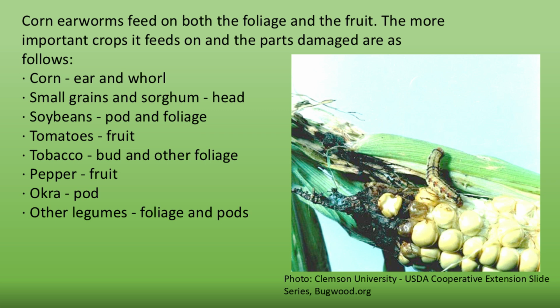The more important crops it feeds on and the parts damaged are as follows: corn, ear and whorl; small grains and sorghum, head; soybeans, pod and foliage; tomatoes, fruit; tobacco, bud and other foliage; pepper, fruit; okra, pod; other legumes, foliage and pods.